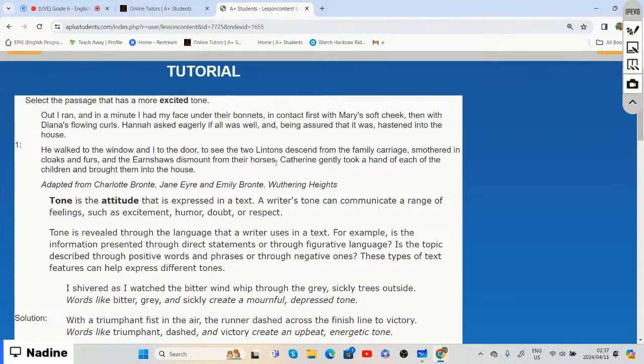I ran, and in a minute I had my face under their bonnets, in contact, first with Mary's soft cheek, then with Diana's flowing curls. Hannah asked eagerly if all was well, and being assured that it was, hastened into the house. We walked to the window, and I to the door to see the two Lintons descend from the family carriages, smothered in cloaks and furs, and the Earnshaws dismount from their horses. Catherine gently took a hand of each of the children and brought them into the house.